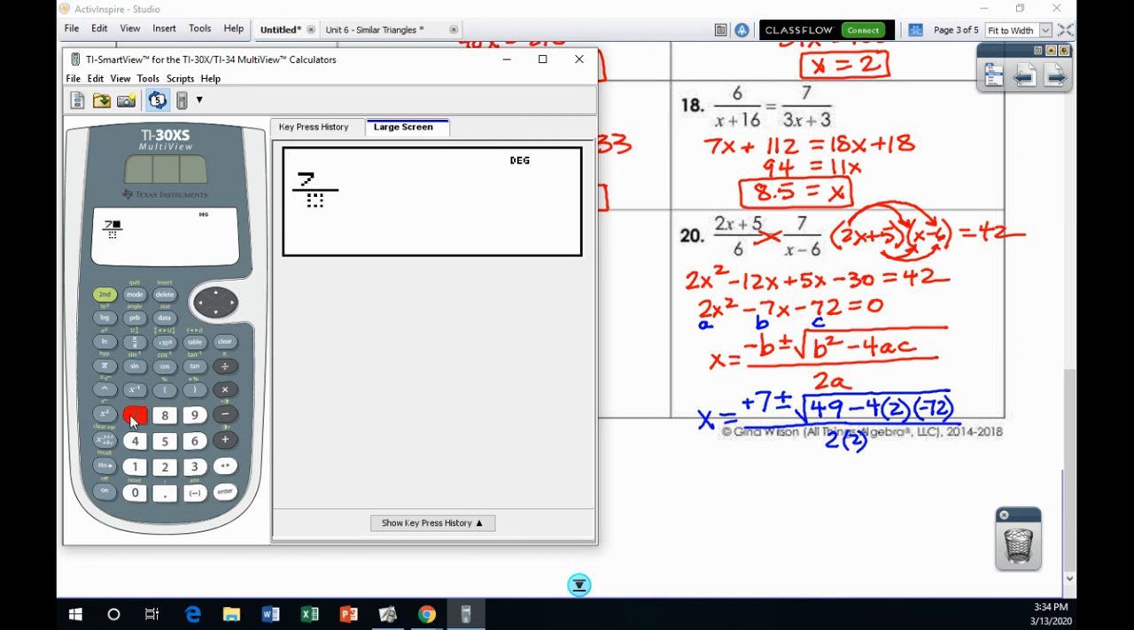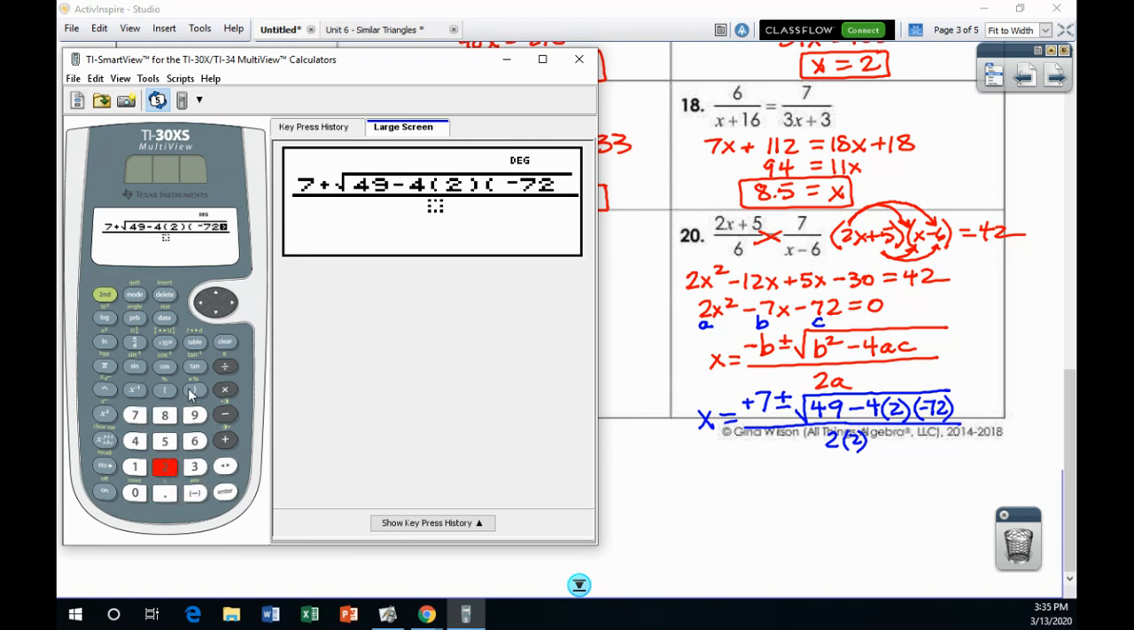All right, now here's the only thing you can't do in the calculator. You can't put a plus or minus sign. So you have to do those two separately. So we're gonna do 7 plus, but I'm gonna show you a nice little shortcut at the end, which will allow you to go back and just make that one change. So 7 plus second square root, all right? 7 plus the square root of 49 minus 4 times 2 times negative 72.